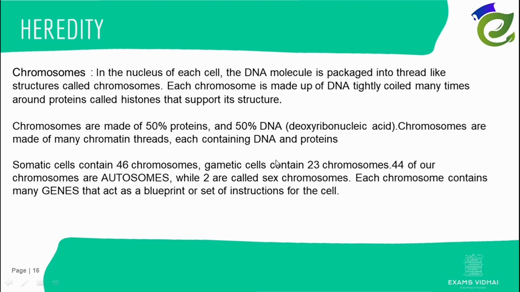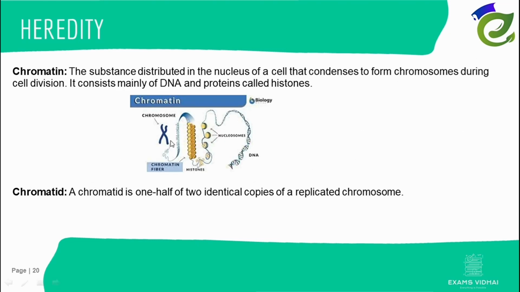While the gamete cells, it means the sexual cells, sperm or ova, they'll be containing just 23 chromosomes. Now 44 of our chromosomes are autosomes while 2 are called sex chromosomes. Each chromosome contains many genes that act as a blueprint or set of instructions for the cell. To understand more about chromosomes, let us first know the definitions of the subparticles.